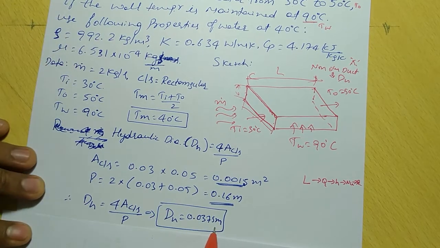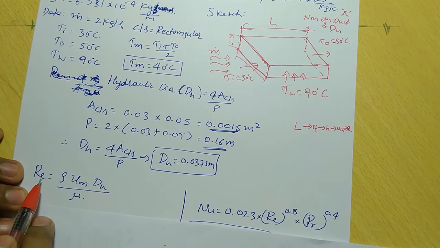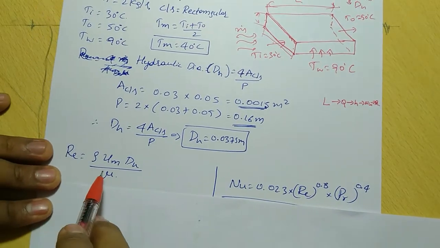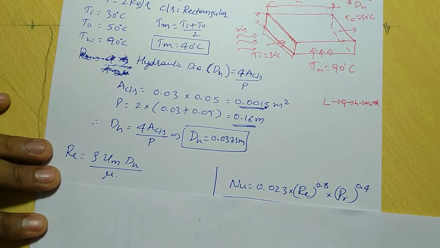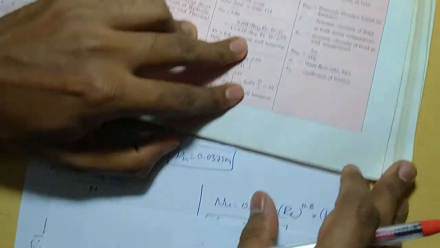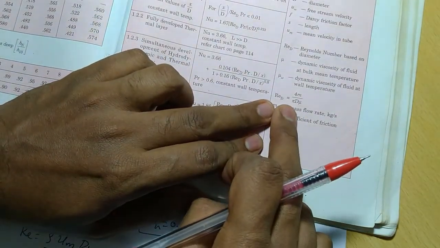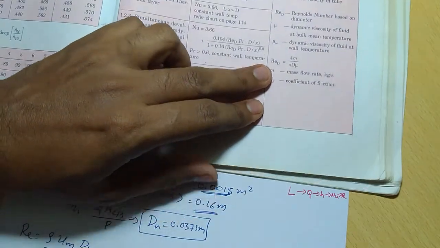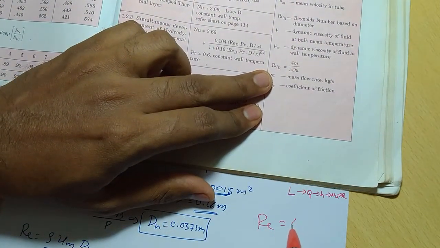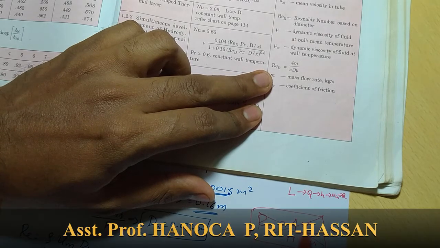Once you know this hydraulic diameter, you use it to find the Reynolds number, that is rho U m Dh by mu. Once again I am repeating that for non-circular ducts, don't use this equation. Here of course m dot is given, but you cannot use the 4 m dot by pi d mu equation. I will write here, don't use this equation.